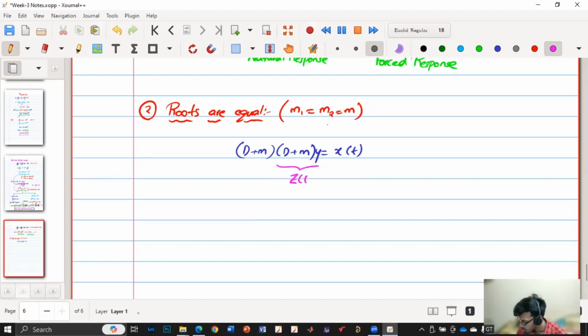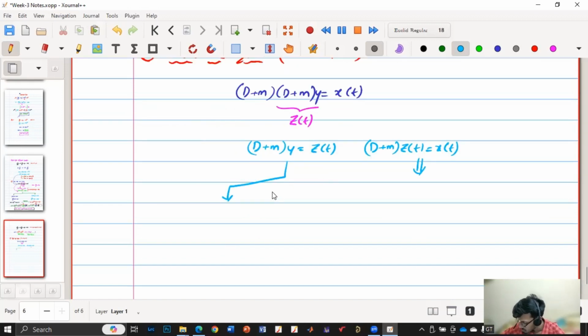So now I'll get two equations. What are those two equations? Two first order equations, tell me. Sir, (D plus m) y is equal to z of t and (D plus m) z of t is equal to x of t. So these are my two equations. First I'll be solving for z, then I'll be solving for x.